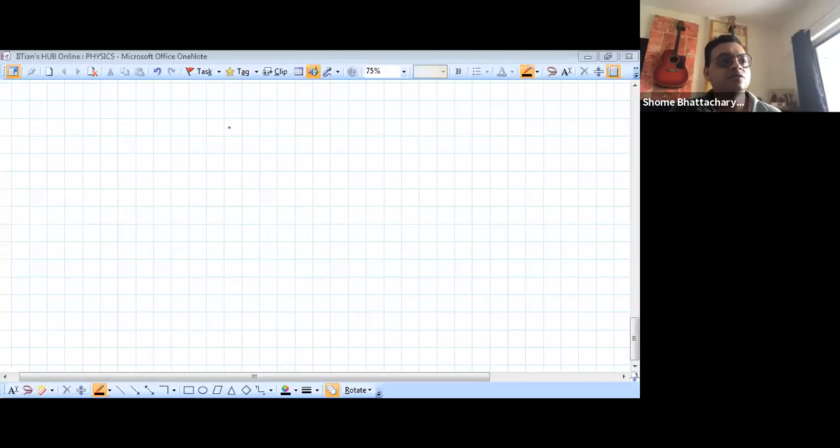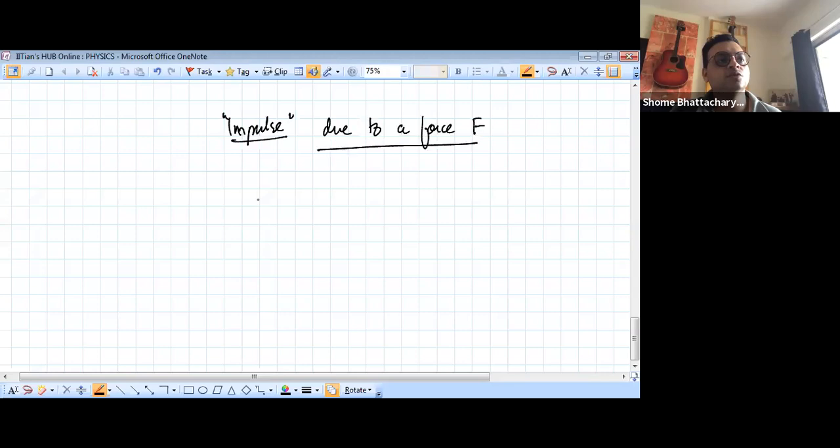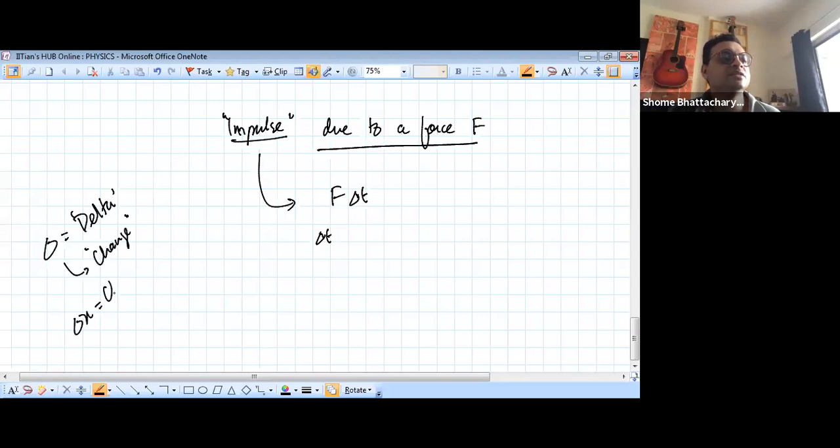Right. So, what I was explaining over there in terms of impulse. Impulse due to a force. This is explained. The impulse is defined by F into delta T, where the term delta is used for what? This is read as delta and it is used to explain change. So when we say delta X, it means a change in X. When we say delta T, it means a change in T.